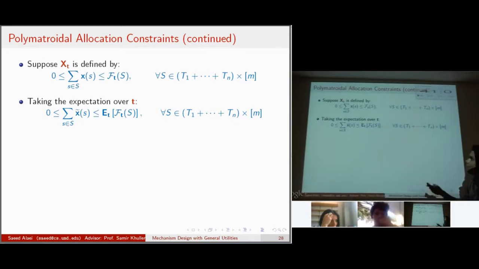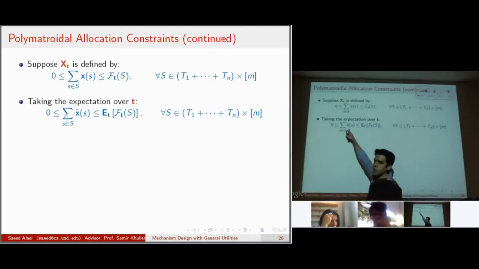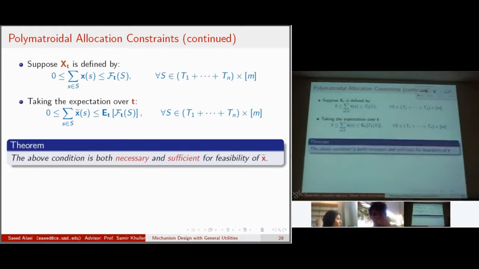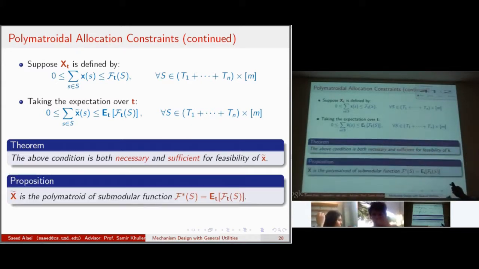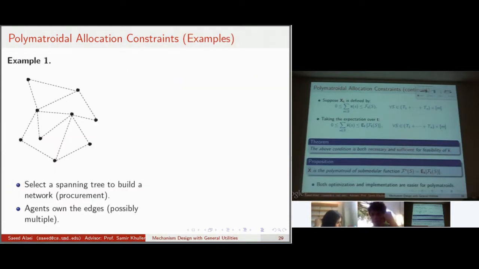Now, basically this condition is necessary for the feasibility of an interim allocation rule, of course, because we just took the expectation. But it turns out this condition is also sufficient for feasibility of an interim allocation rule. Another implication is that the space of feasible interim allocation rules is itself a polymatroid, because if you take the expectation of a bunch of submodular functions, it's going to be another submodular function. And the important implication of this polymatroidal characterization is that optimizing over a polymatroid is much easier than over general polytopes.